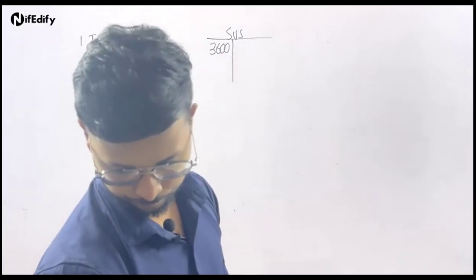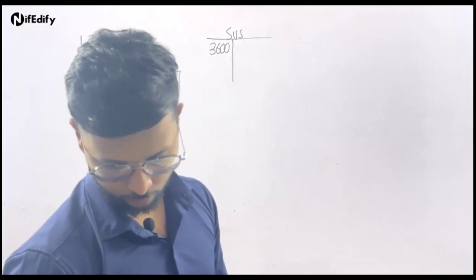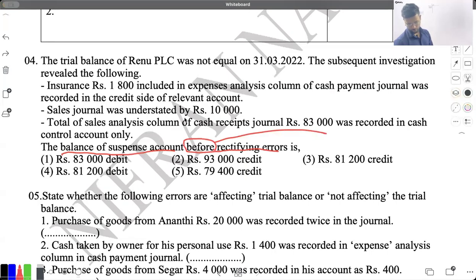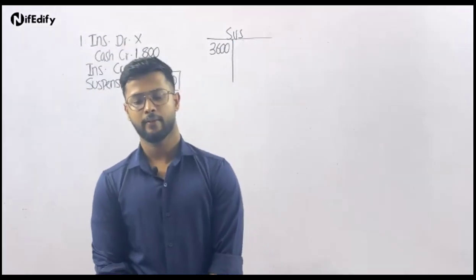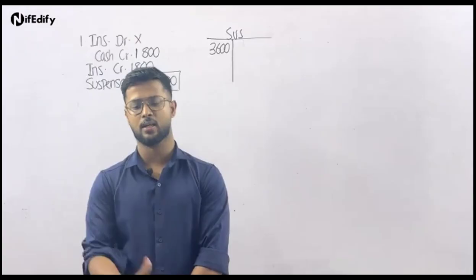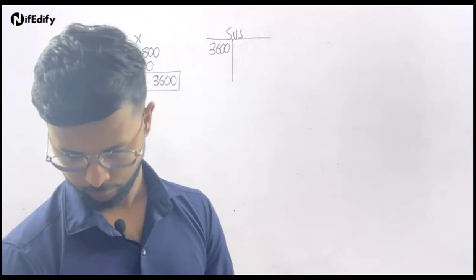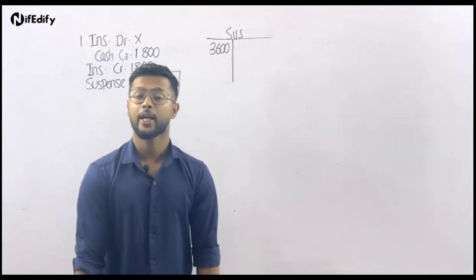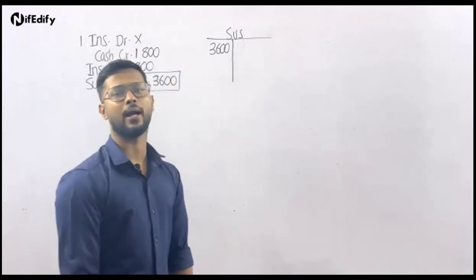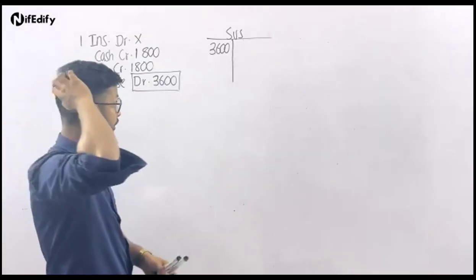Second one. Let me screen share in case you don't have the tute with you. Sales journal was understated by 10,000. Tell me, if the sales journal is understated by 10,000, will it lead to a suspense? Yes or no? Very good, Amila. No, it won't lead to a suspense. Let me tell you why.